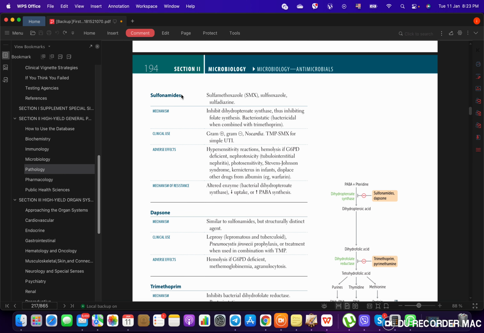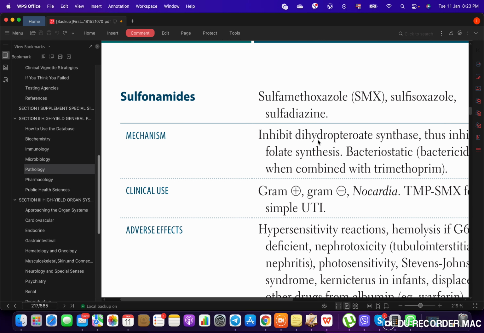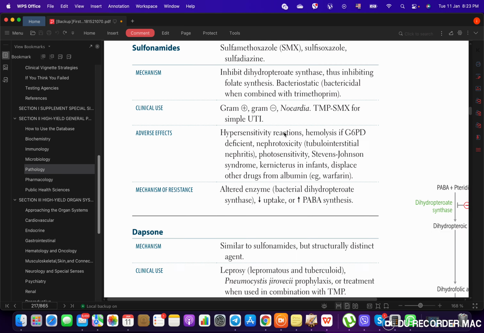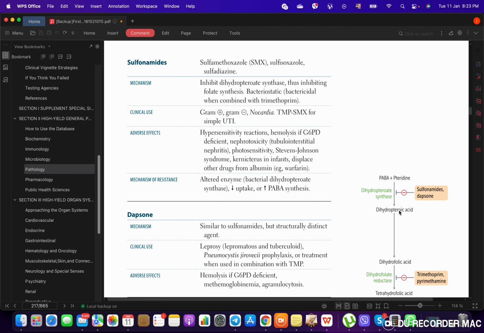So let's start with the first group of drugs, which are the sulfonamides. They include SMX, which is sulfamethoxazole, and sulfisoxazole, and sulfadiazine. The mechanism of them, they inhibit the dihydropteroate synthase. Thus, they will inhibit the folate synthesis, okay?